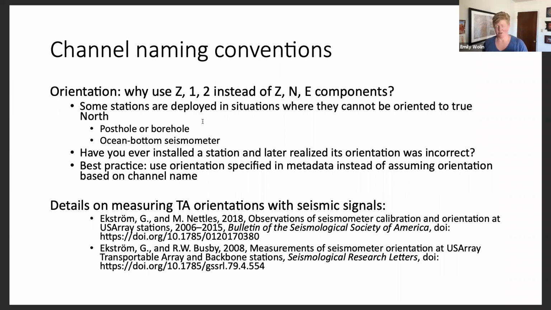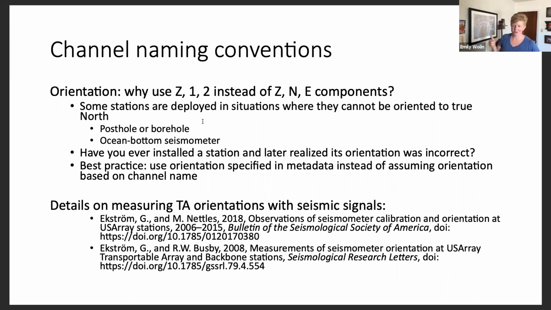So those are situations where you have to measure the orientation of the seismometer afterwards. And there are various techniques to do this. I won't get into that here, but in general, you have an instrument with a known orientation as your reference, and then you can calculate a relative orientation of your unknown seismometer.